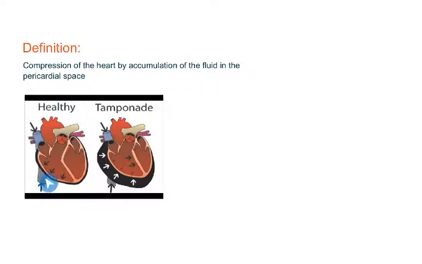In this image of the heart, this thin black line is the pericardial space surrounding the heart. In tamponade, due to fluid accumulation in this space, the heart is compressed.